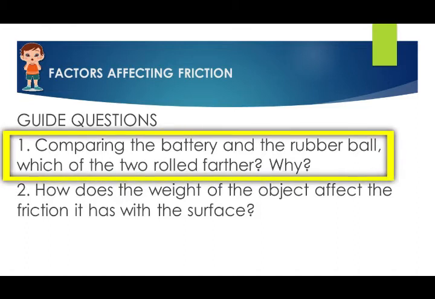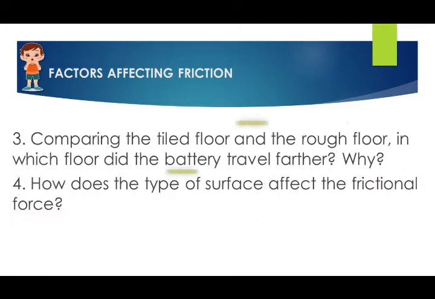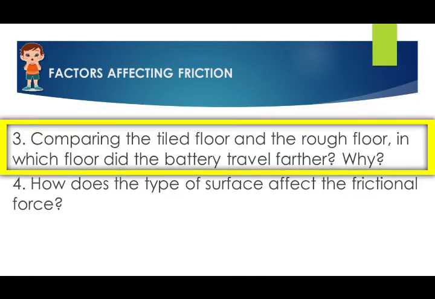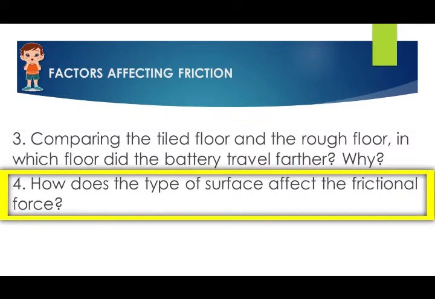Number 1. Comparing the battery and the rubber ball, which of the two rolled farther? Why? Number 2. How does the weight of the object affect the friction it has with the surface? Number 3. Comparing the tiled floor and the rough floor, in which floor did the battery travel farther? Why? Number 4. How does the type of surface affect the frictional force?